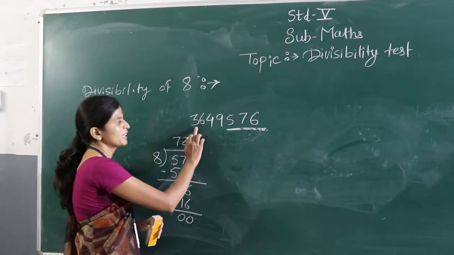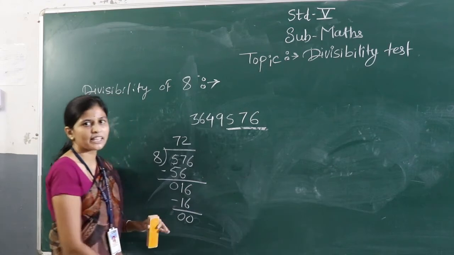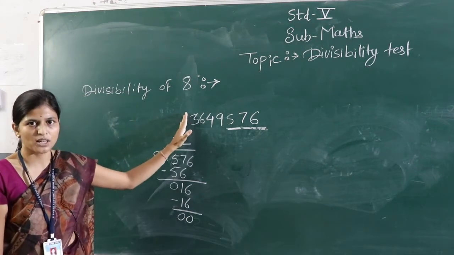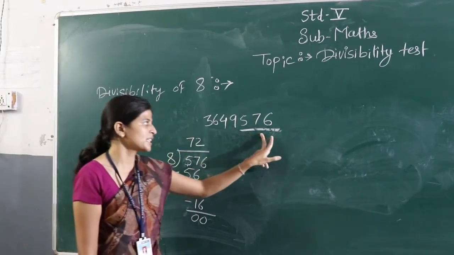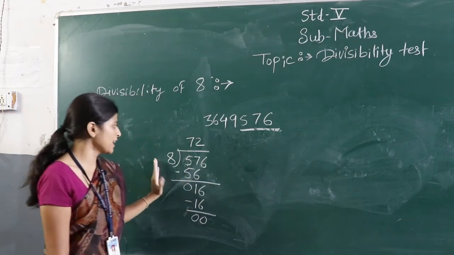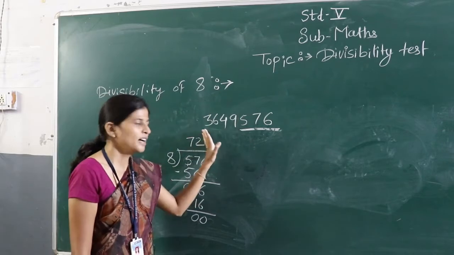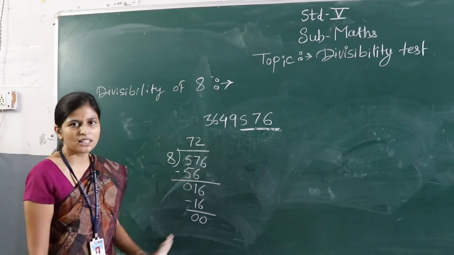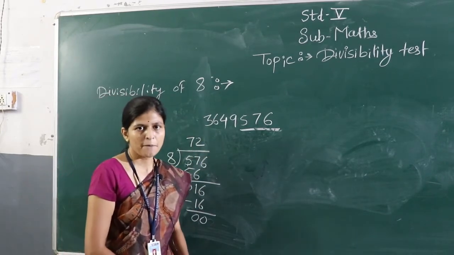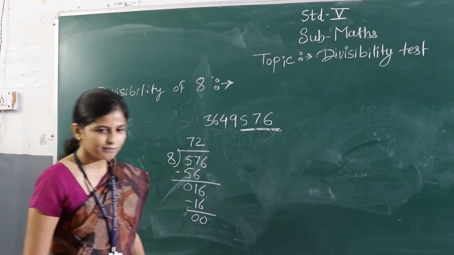मतलब हमको पता करने के लिए कि ये नंबर पूरा divisible by 8 है कि नहीं, फुल नंबर को डिवाइड करने की जरूरत नहीं है. हम डायरेक्टली लास्ट 3 डिजिट देखेंगे and we divide it by 8. If the remainder comes 0, then the number is divisible by 8. अगर रिमाइंडर 0 नहीं है, that means the number is not divisible by 8. This is the divisibility of 8.